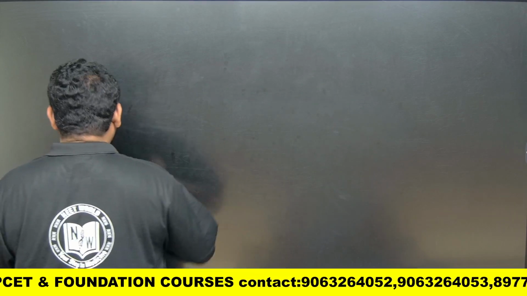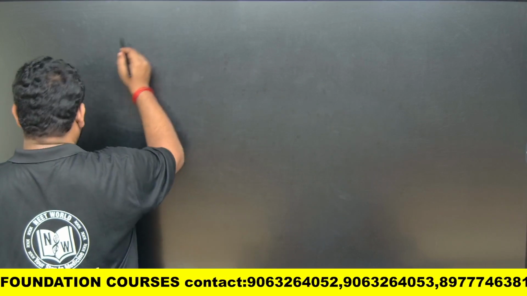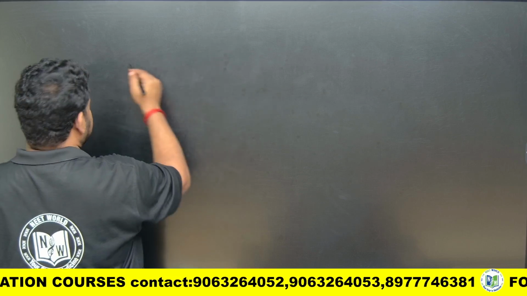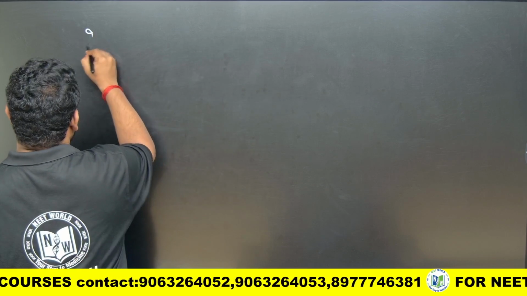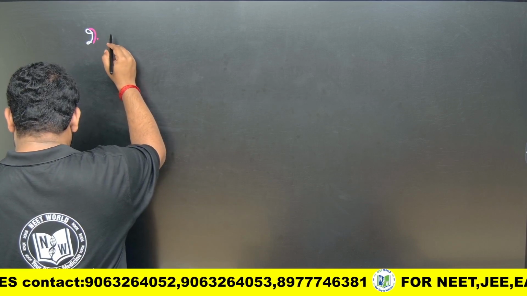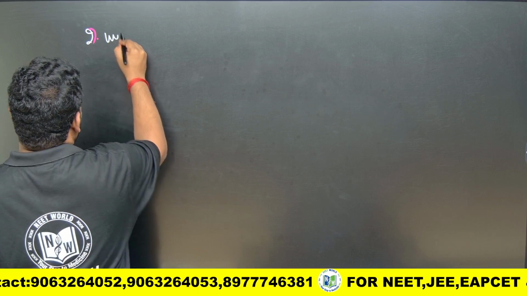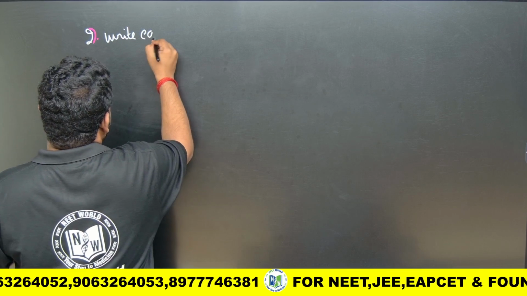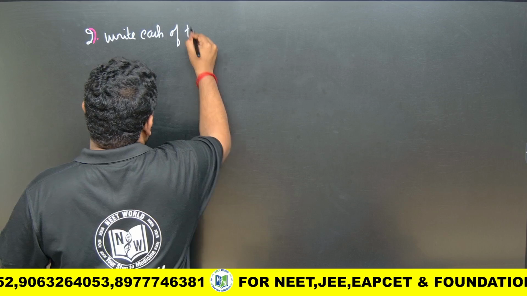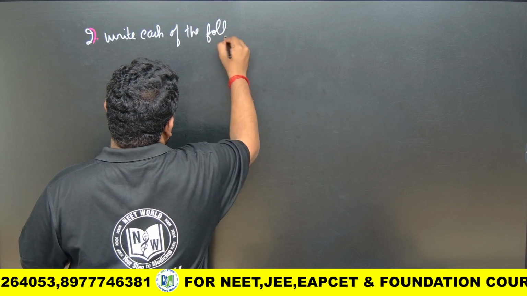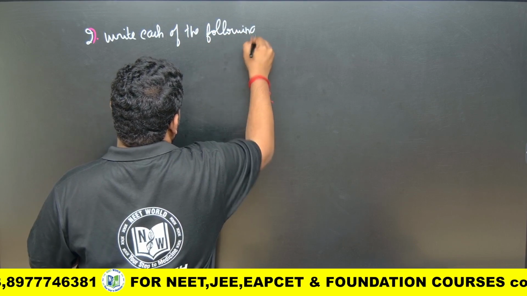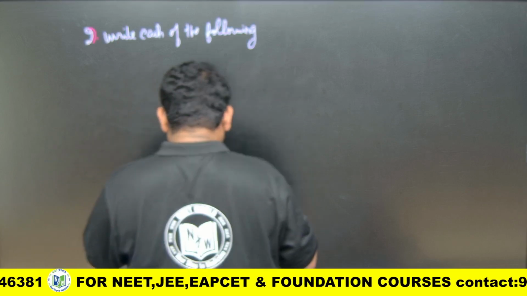Next exercise, second exercise of RS Aggarwal. They are telling the question, the second question: write each of the following in decimal form.